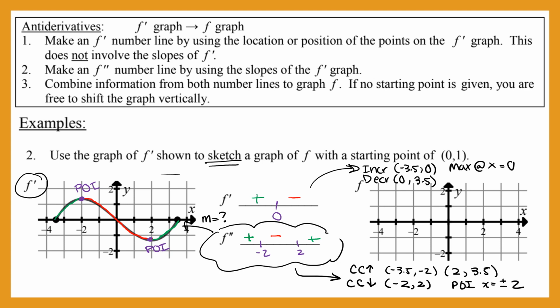So now that we have all this information about our original, we can give a pretty good sketch. There's also one other given that's very helpful. This one gives us a starting point. So we know we're starting at (0, 1).